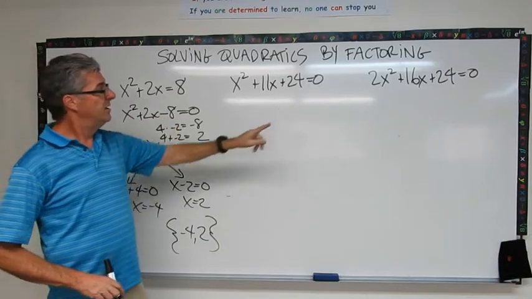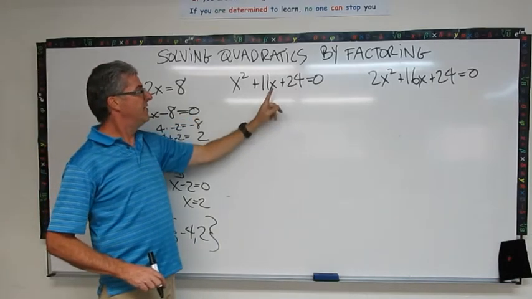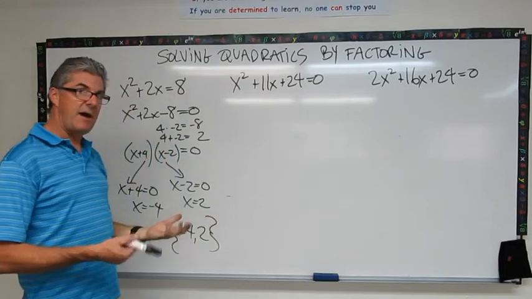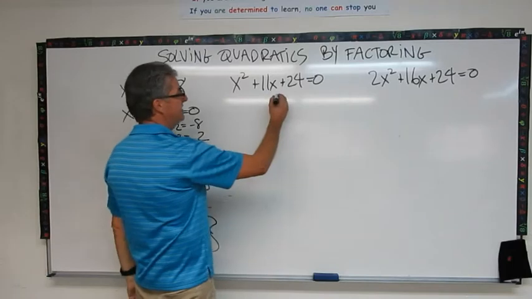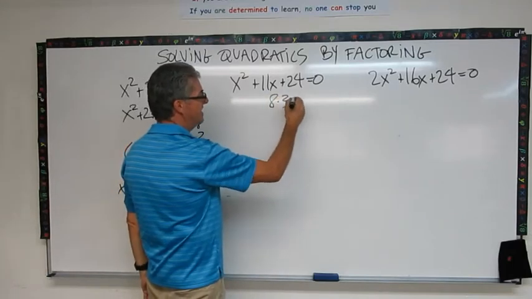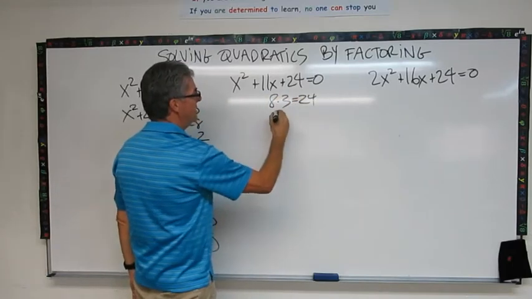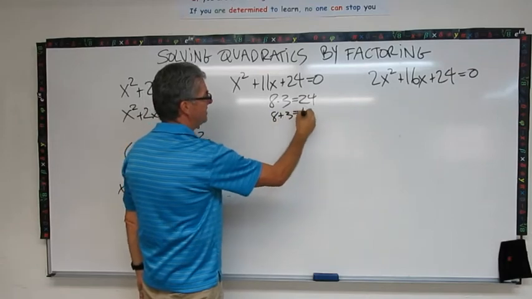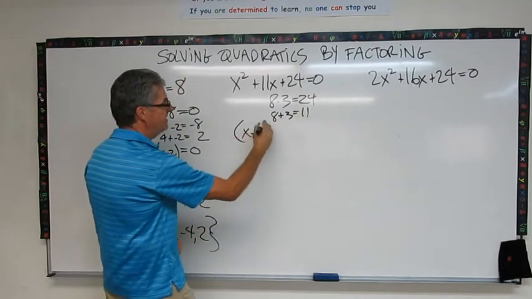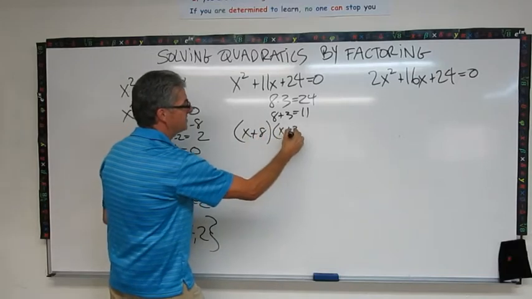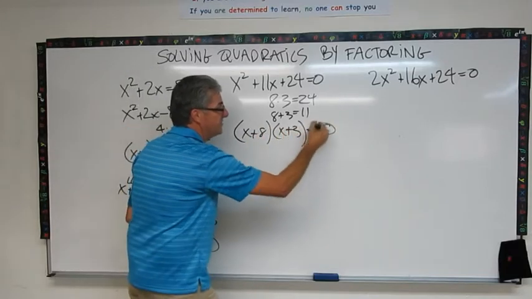Two numbers that multiply to 24 that add up to 11. Think about that. What might they be? 3 and 8. 8 times 3 is 24. 8 plus 3 is 11. So what that's going to give us is (x plus 8) times (x plus 3). Bring down your equals 0.